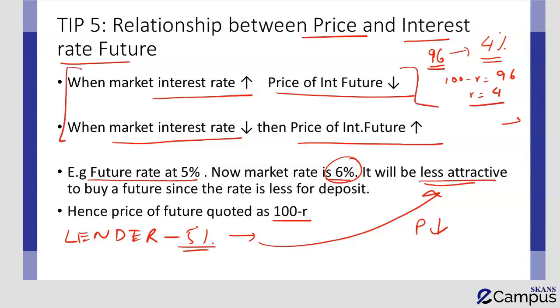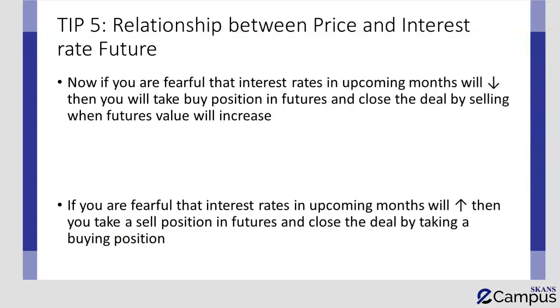Remember this point: when the market interest rate increases, the price of the future falls, and when the market interest rate falls, the price of the future increases. The reason is simply that when the interest rate increases, a future settling at a fixed rate becomes less attractive. Now, if you are fearful that interest rates in the upcoming months will decrease, who will be fearful? The lender. So as a lender, to hedge that risk, you will take a buy position in futures.